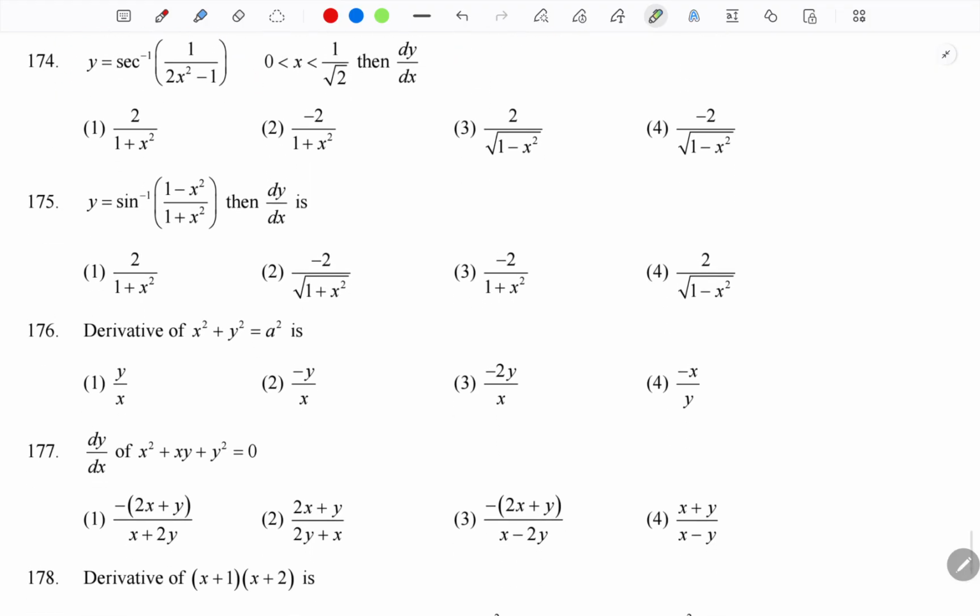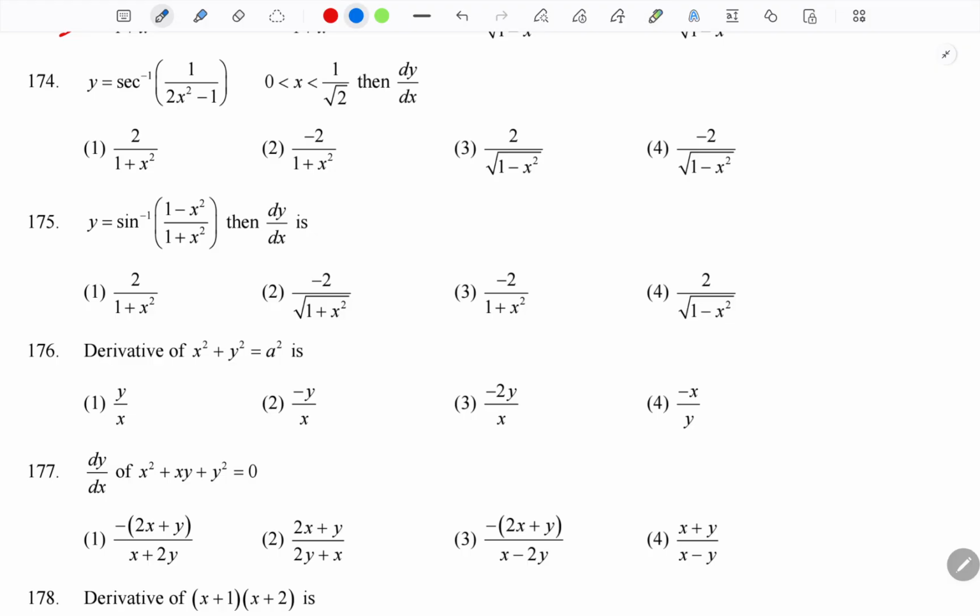Then what about this answer now? If I write it upside down, what will happen? Secant inverse of 1 by x, we can write as cos inverse of x. Cos inverse, we only just discussed it, right? What is cos inverse of 2x square minus 1? It is nothing but 2 cos inverse x, right? It's just a basic property. If y equals 2 cos inverse x, then y' equals 2 times the derivative of cos inverse x, which is minus 1 by square root of 1 minus x square. So my option is 4.